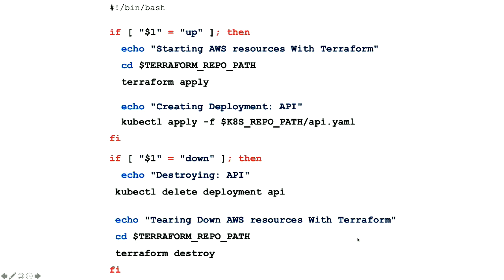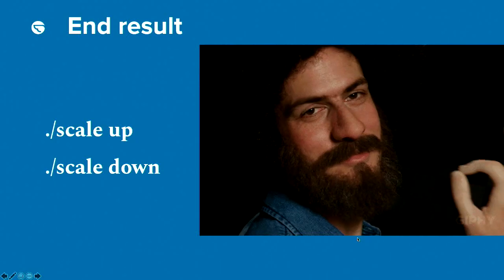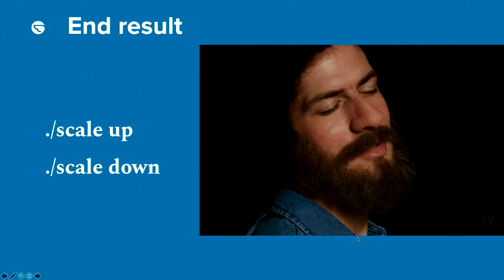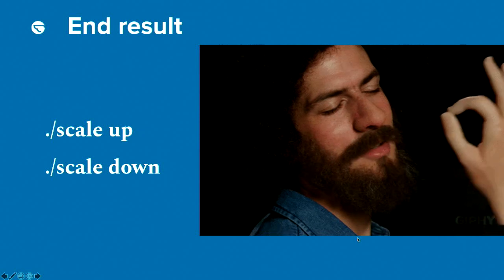Same for down. We destroy our deployment first, and then tear down all of the AWS resources we provisioned by Terraform before. So the end result is just as easy as up and down.